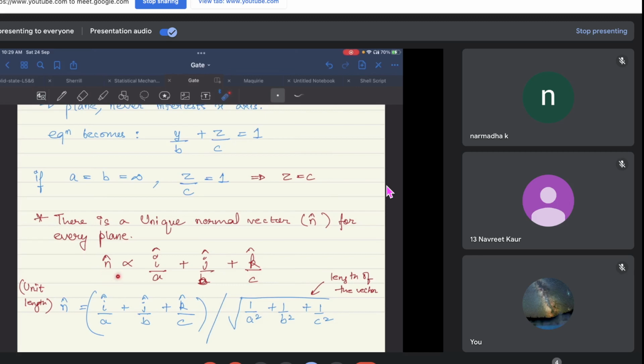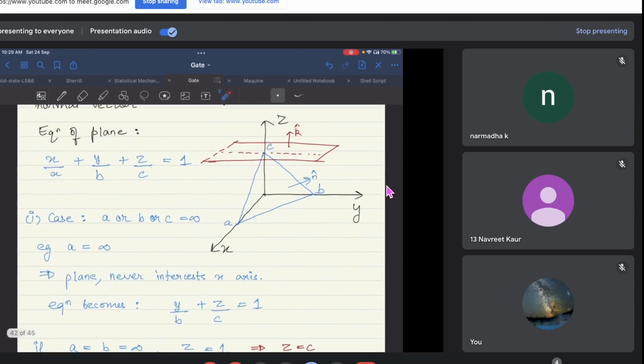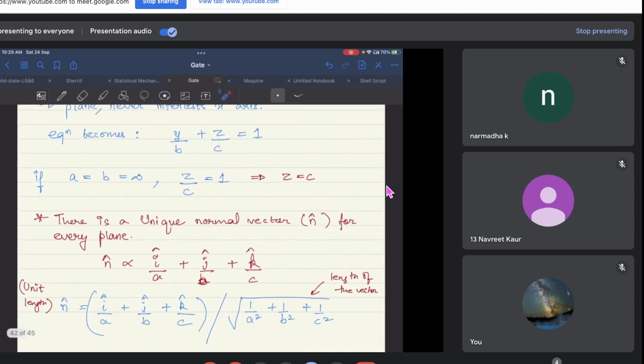Okay, so I am describing it for the plane which has only an intercept in the z direction. Then a and b become infinite, that is, this and this portion become 0. So only k by c will remain. That is why it has the direction of the k unit vector.